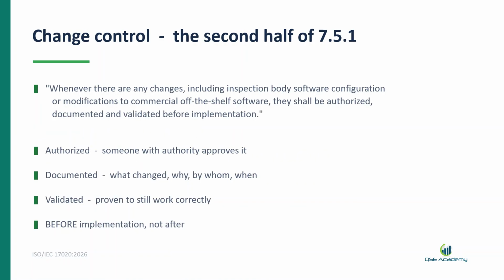The second sentence of 7.5.1 is where the ongoing obligation sits, and it is stricter than the first. Whenever there are any changes, including inspection body software configuration or modifications to commercial off-the-shelf software, they shall be authorized, documented, and validated before implementation. 3 verbs, and then 2 words that matter more than all of them. Before implementation. Authorized means someone with defined authority approved the change. Documented means you have a record of what changed, why, by whom, and when. Validated means you proved it still produces correct results.